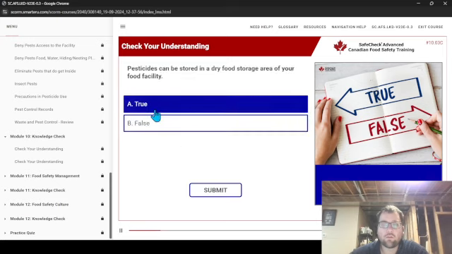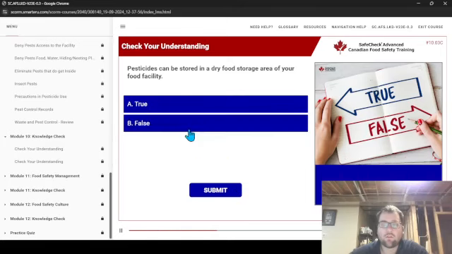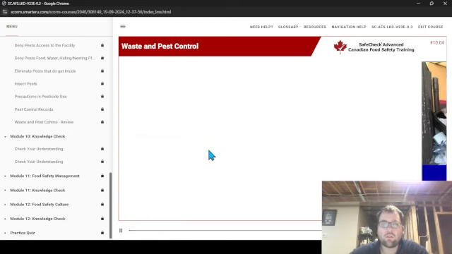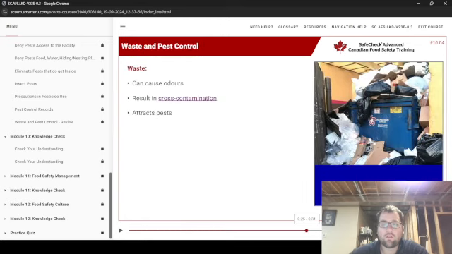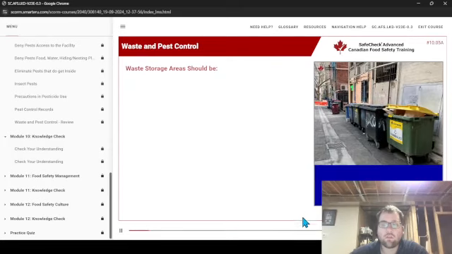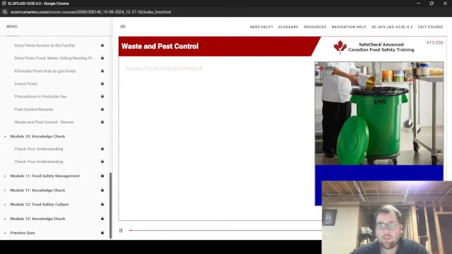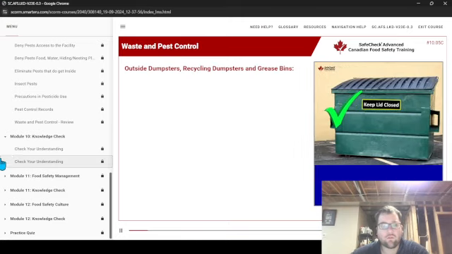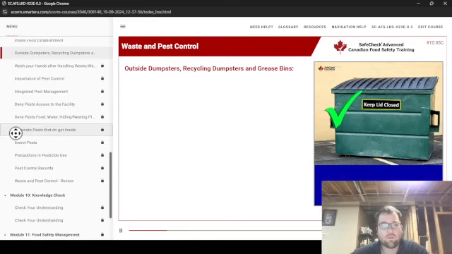Correct. Pesticides can be stored in a dry food store. Correct. Regular monitoring for pests. Correct. Waste needs to be controlled. Waste is present. Dispose of waste in dumpsters outside the establishment are also important to consider in pest control.